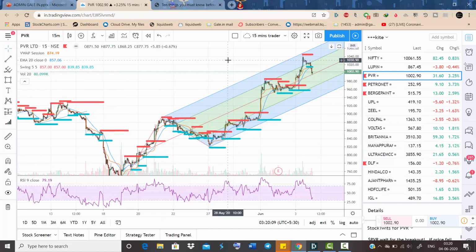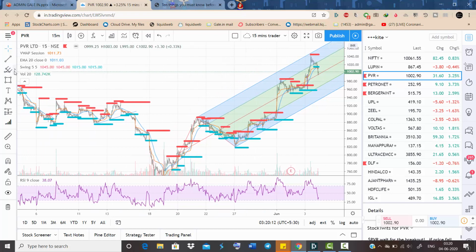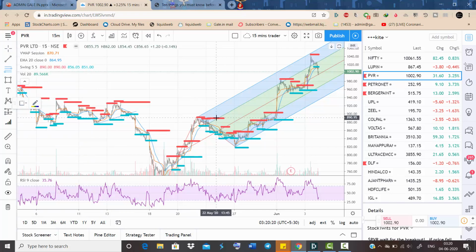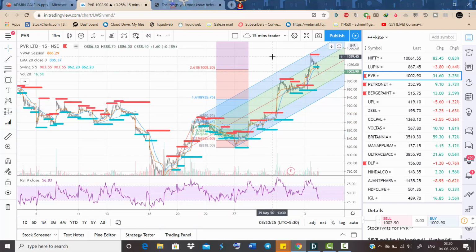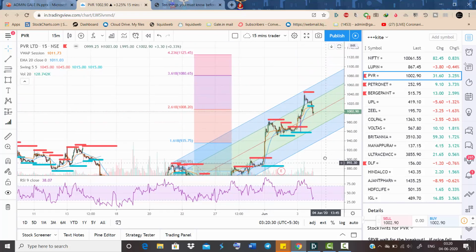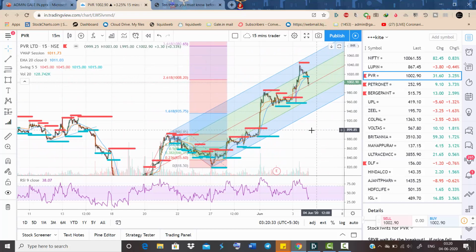This way. And again, once you draw this pitchfork, then you need to draw your Fibonacci retracement also. So we draw one pitchfork over here, and we draw a Fibonacci retracement for this. And what we'll do, we'll draw another pitchfork.